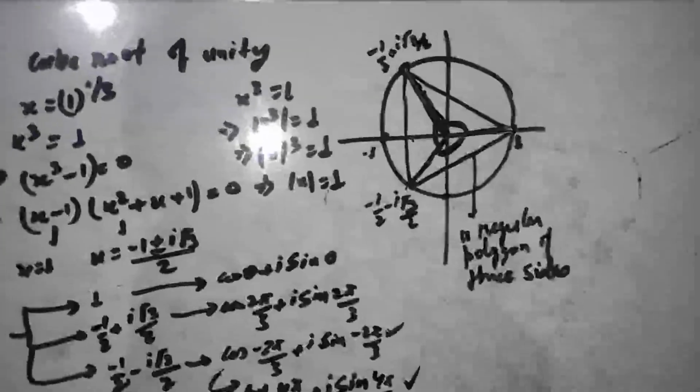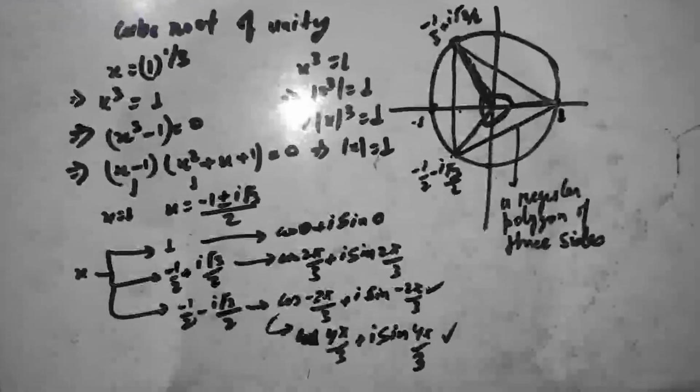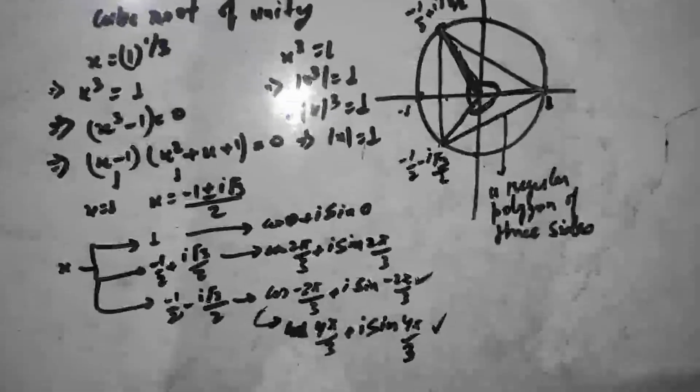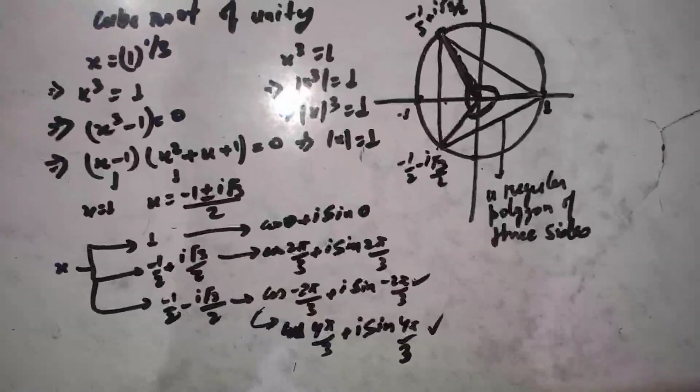So that's it, and now we will talk about x to the power 4 equals 1, and we will talk about the geometrical interpretation of that equation. Okay, so let's talk about that.